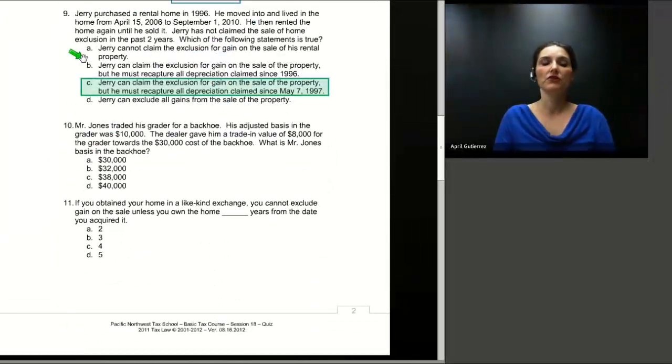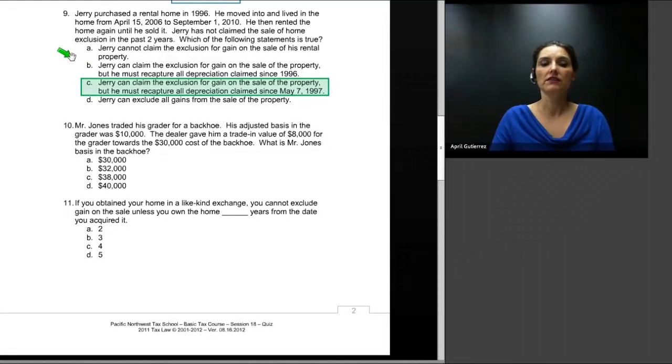Number 9, Jerry purchased a rental home in 1996. He moved into and lived in the home from April 15, 2006 to September 1, 2010. He then rented the home again until he sold it. Jerry has not claimed the sale of home exclusion in the last 2 years. Which of the following statements is true?